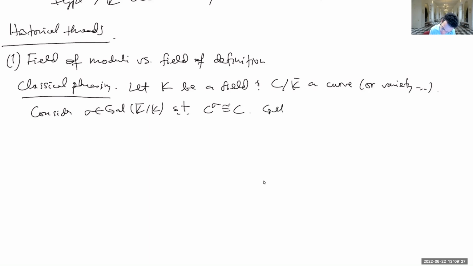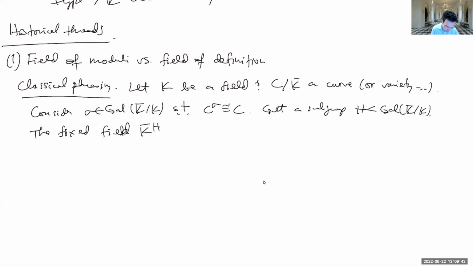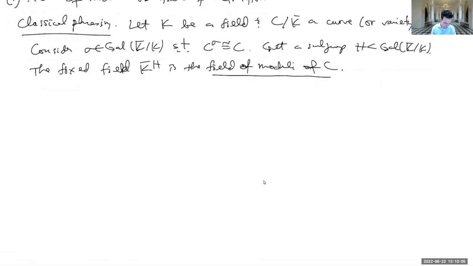So we get a subgroup H in the Galois group of K bar over K. And the fixed field for this group, K bar over H, this is the field of moduli. I think it's also, in an algebraic closure, the intersection of all the fields of definition. There's various ways to say what this thing is, but it seems like a kind of field that just naturally comes up, right? And it's related to this question of whether the curve is defined over the field that we're talking about here.